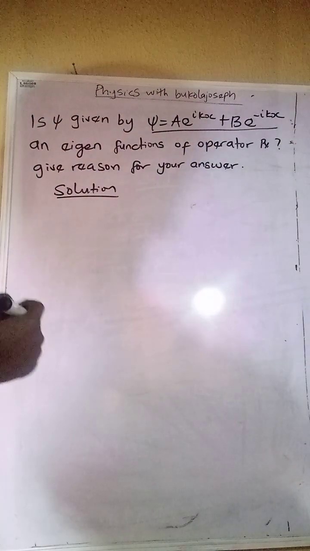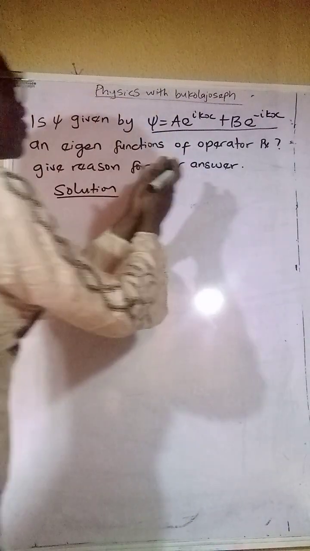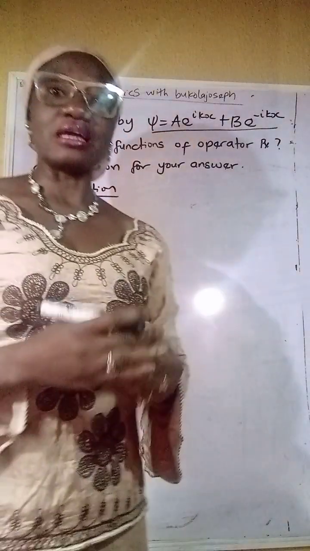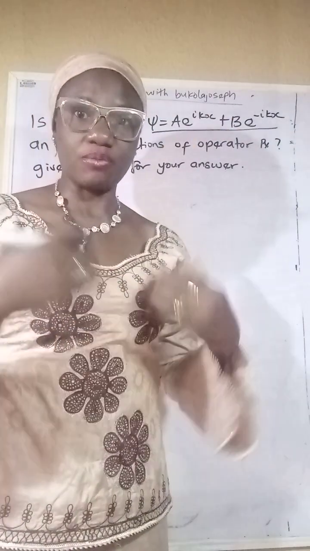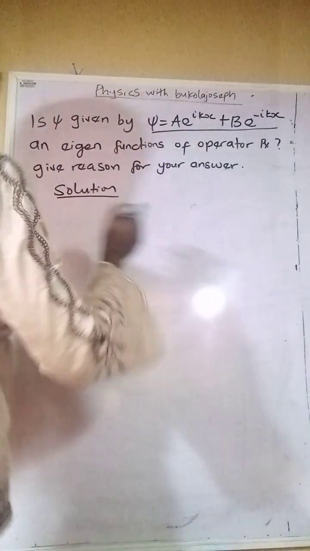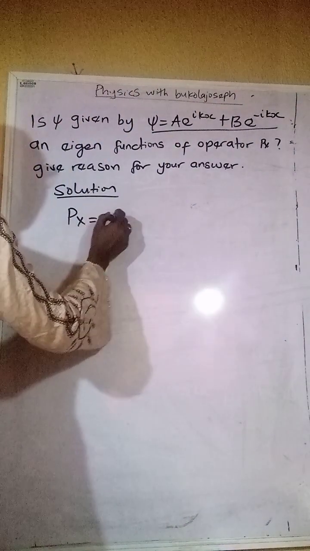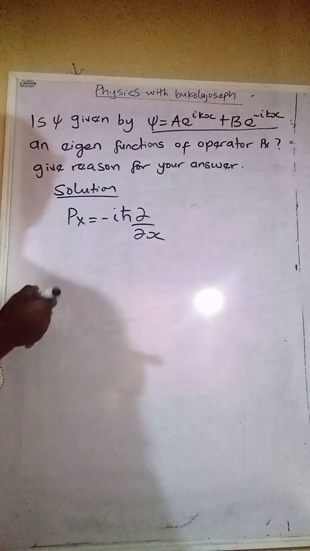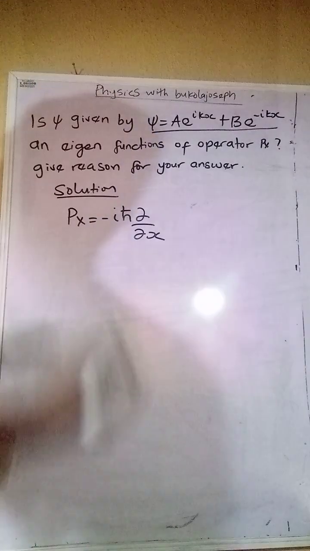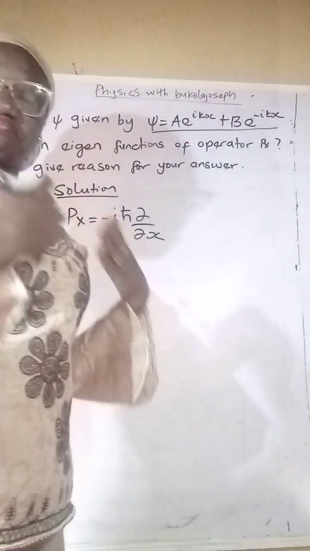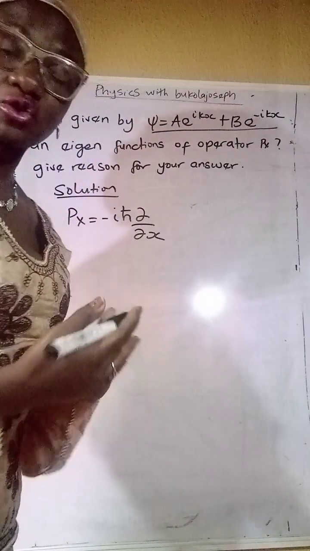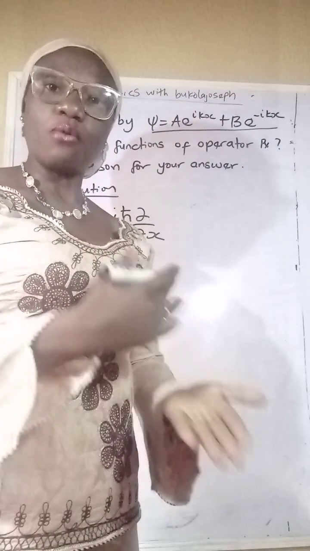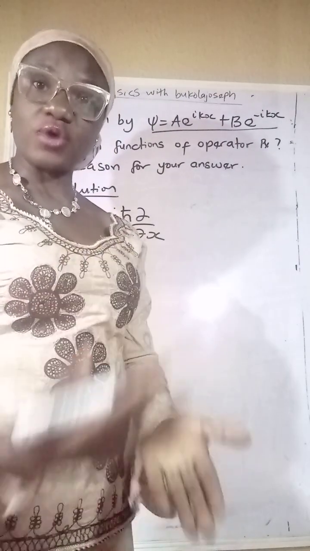So the question says, is psi an eigenfunction of the operator px? Now, this px you are seeing is a momentum operator, okay? It is a momentum operator and it is given by px equals minus i h cross d/dx. So for us to know if psi is an eigenfunction of the operator px, we are going to be multiplying the momentum operator px by a wave function.